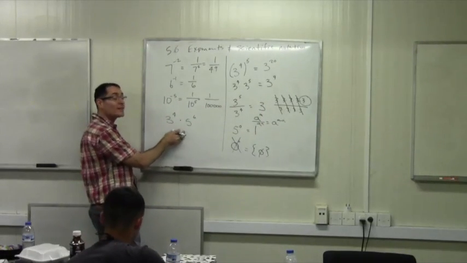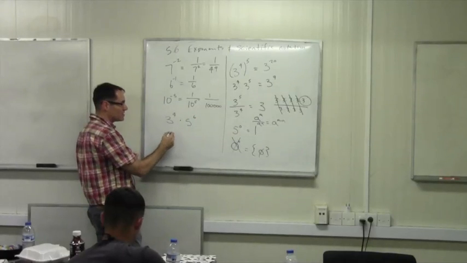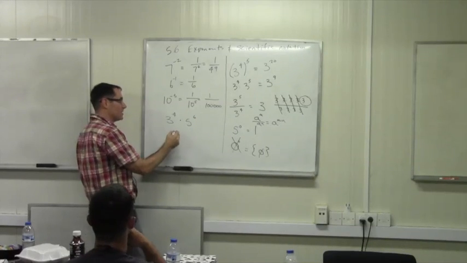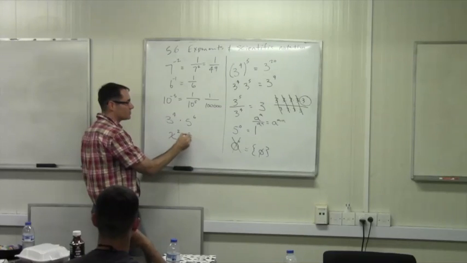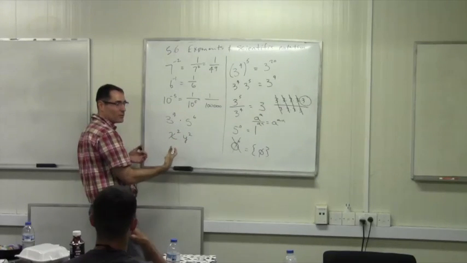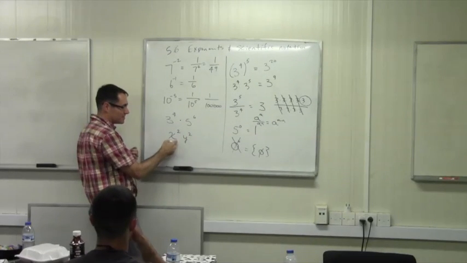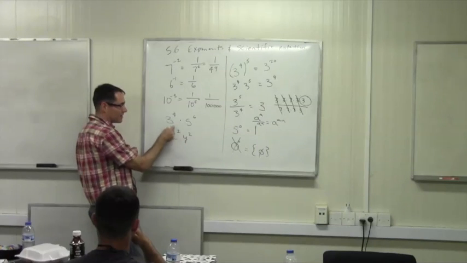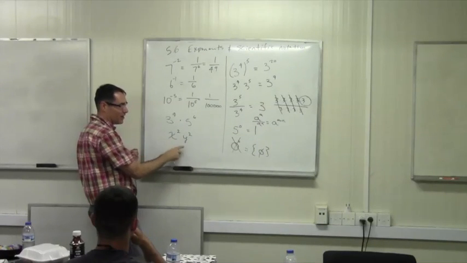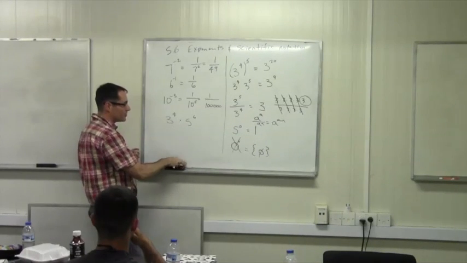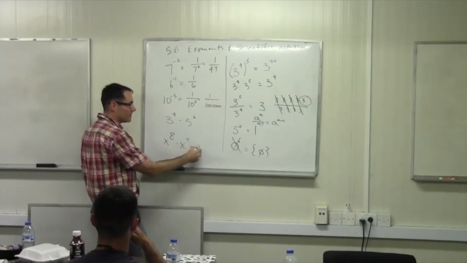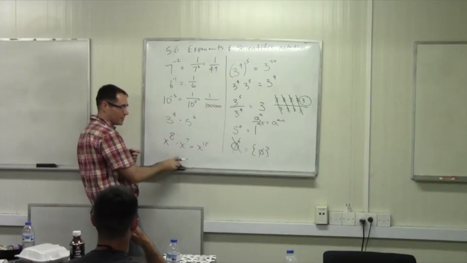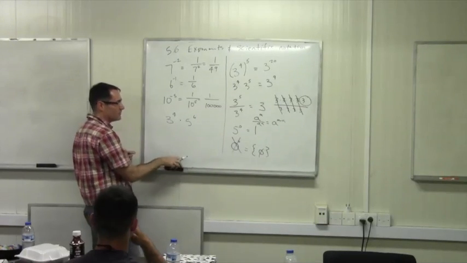Can't do anything else. Later on, when we get to some algebra, you might see something like x squared times y squared. You can't do anything with that, right? You can't, because it's a different base. It's like 3 and 5 are the x and y in this case. If you saw x to the 8th times x to the 7th, then you can add them, x to the 15th, right? But we won't do too much of that.